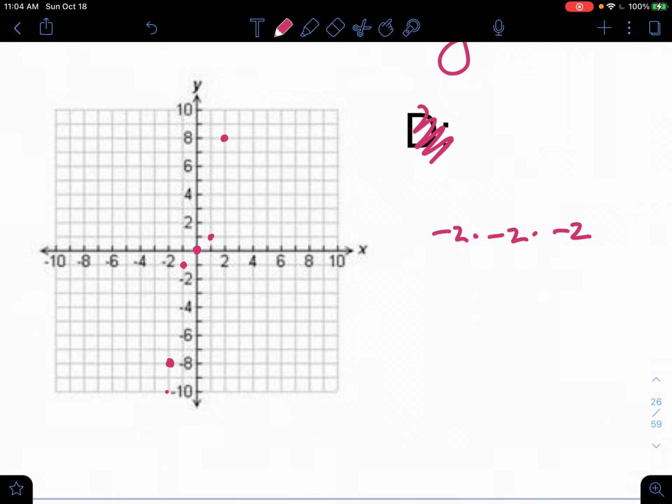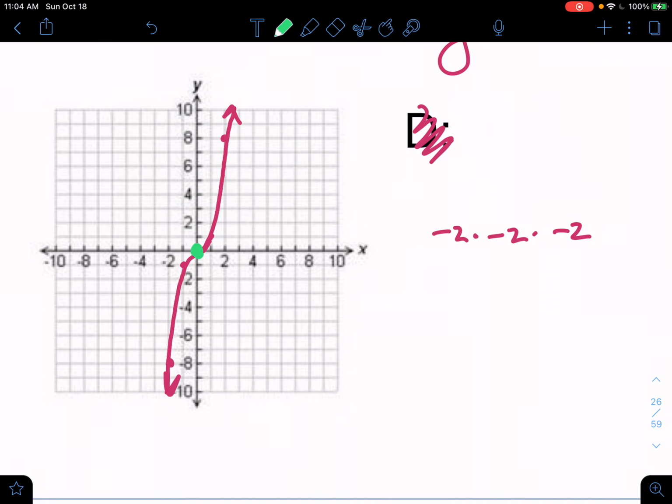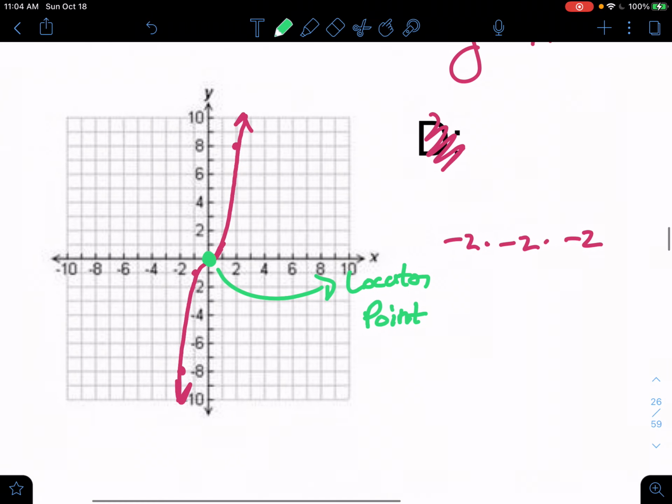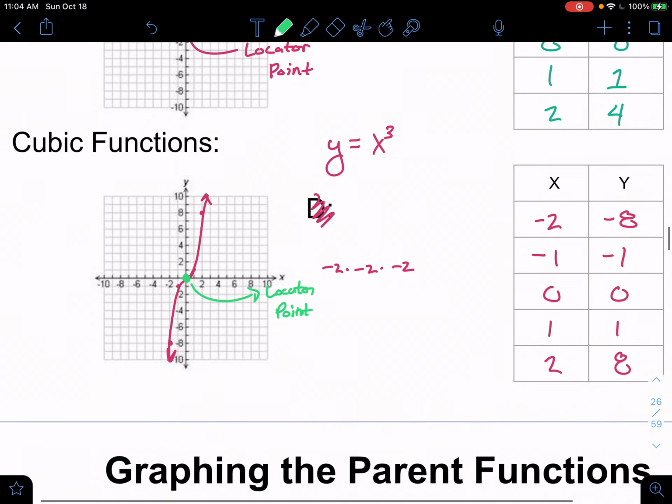So looking at these and connecting the dots, our function comes up. It comes through here. It does this little twist move. And then it keeps going up. This is what a cubic function looks like. Now, our locator point on this one is actually going to be this point right in the center here. And again, that's just helpful for when we start to move and graph these shortly.